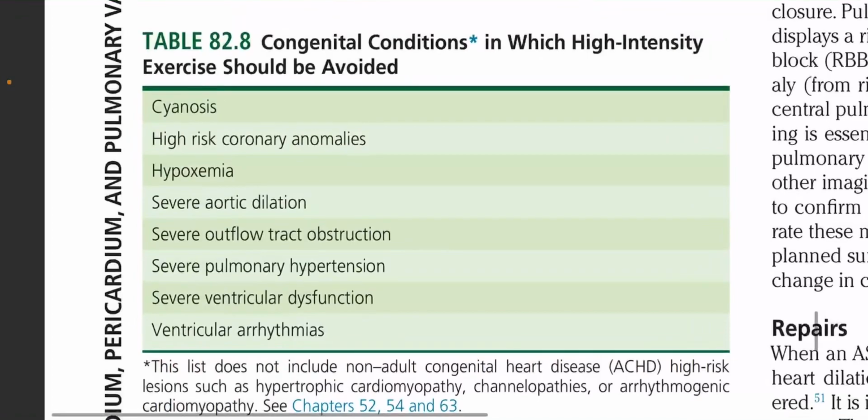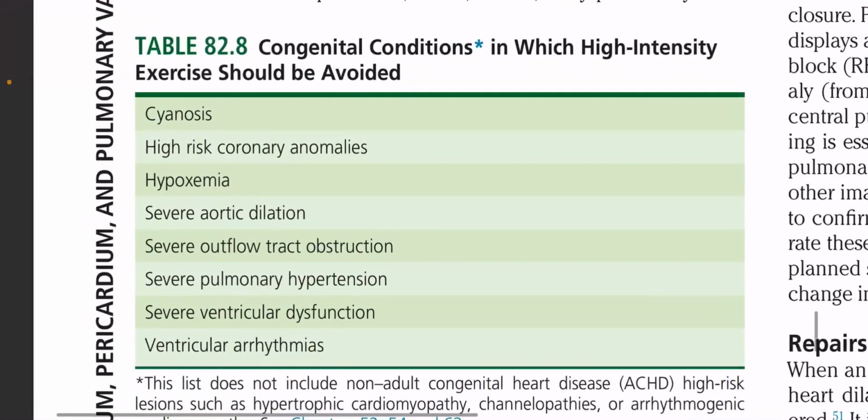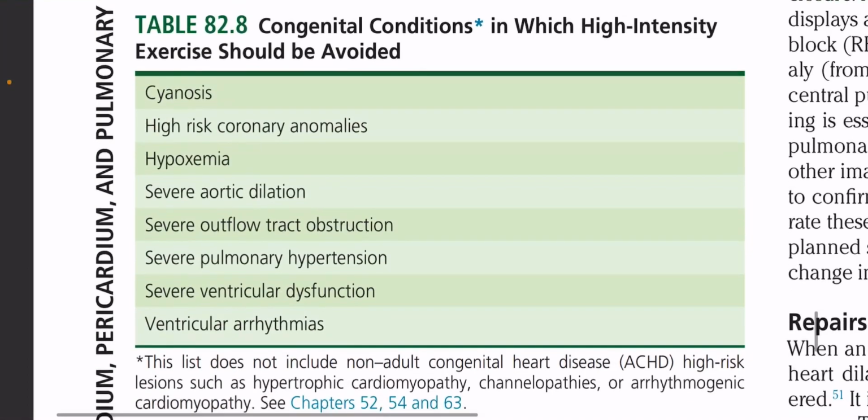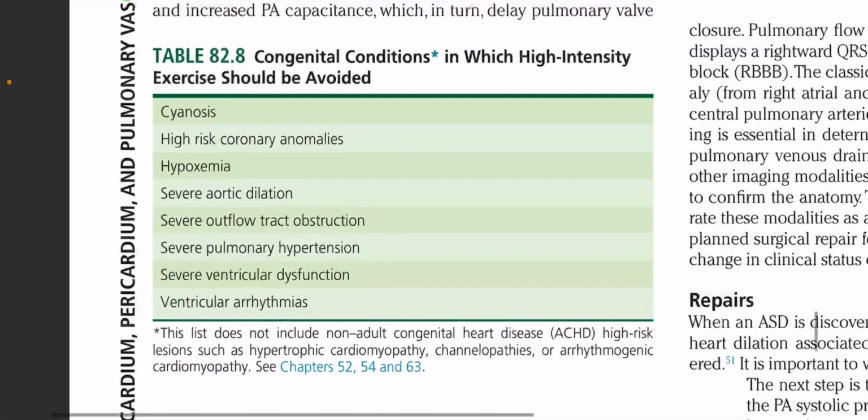The congenital conditions in which high intensity exercise should be avoided are cyanosis, high risk coronary anomalies, hypoxemia, severe aortic dilation, severe outflow tract obstruction, severe pulmonary hypertension, severe ventricular dysfunction, and ventricular arrhythmias. This list does not include non-adult congenital heart disease, high-risk lesions such as hypertrophic cardiomyopathy, channelopathies, or arrhythmogenic cardiomyopathy.